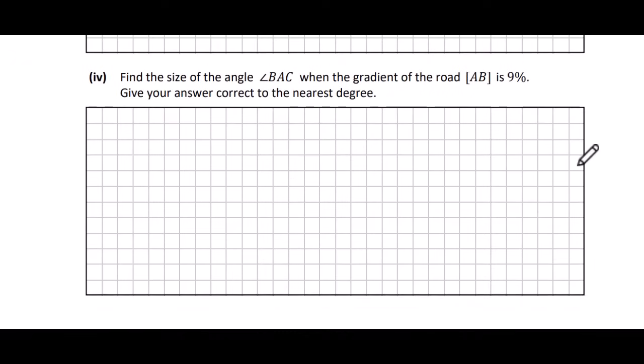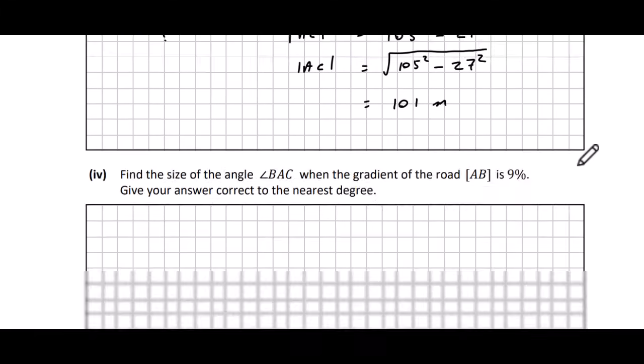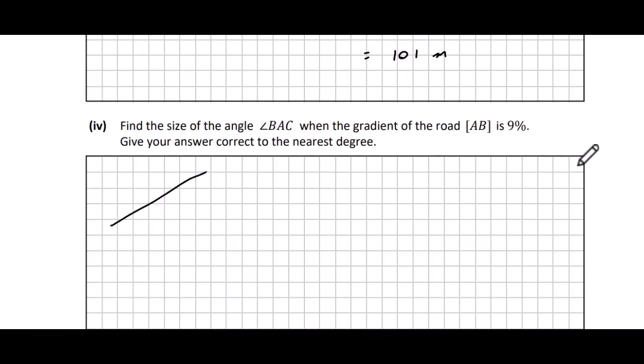Next one then, find the size of the angle BAC when the gradient of the road is 9%. Give your answer to the nearest degree. So we have ABC again, and this is a right angle here. We've got to find the size of the angle BAC, this angle here, when the gradient is 9%.